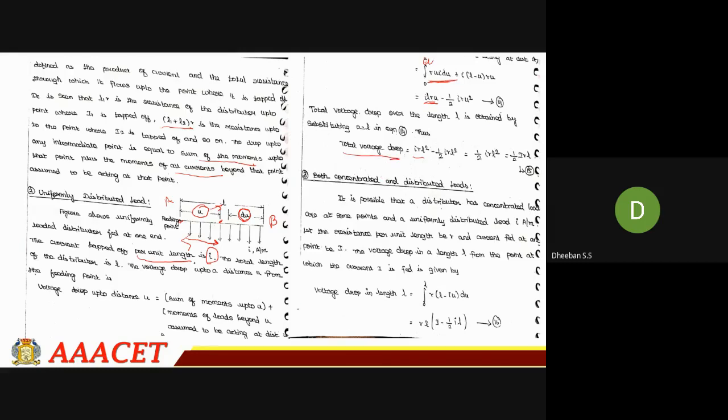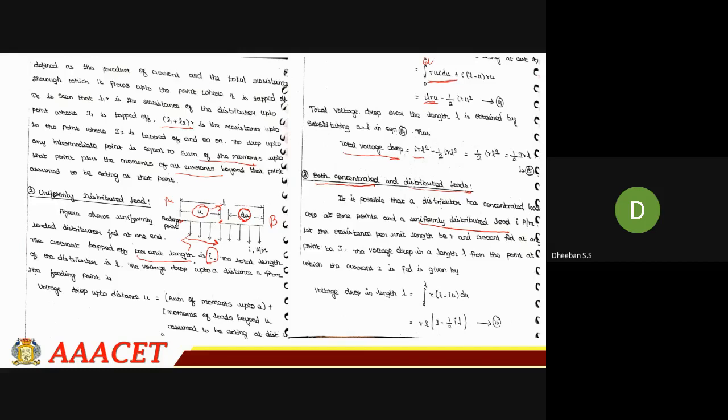So now moving to case 3. In case 3, you will be making use of both your concentrated load and your distributed load. In this, it is possible that a distributor has concentrated load at some points and uniformly distributed load at some other points. That is, both types of loads will be there. With respect to the concentrated load, we consider only a particular point. But with respect to the distributed load, you consider a range of points.